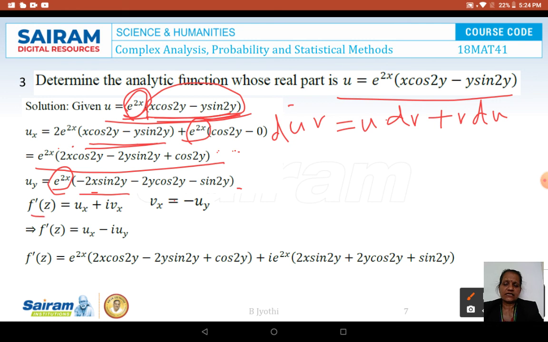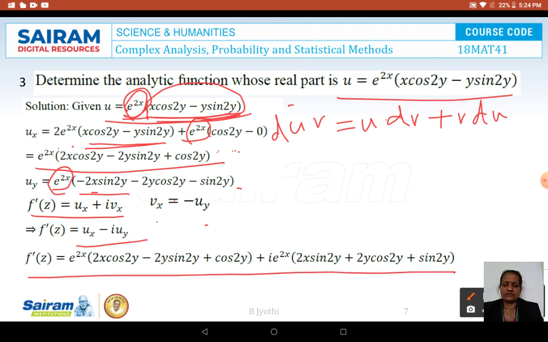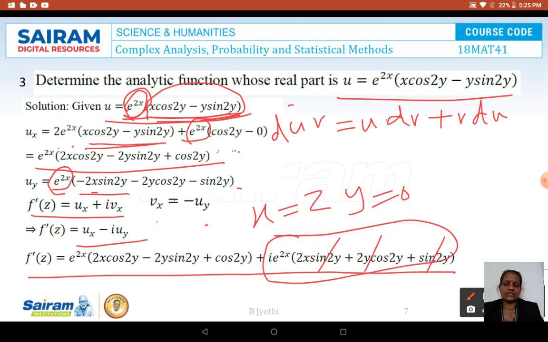Next, consider f dash of z is ux plus i vx, where vx should be replaced with minus uy. That gives us ux minus i uy. Now we have substituted both ux and uy, and this is the expression we are getting. The next step is to put x as z and y as 0. When we do that, we can observe in the imaginary part that we have sin 2y, y multiplied, and again sin 2y. Therefore, this entire term will become 0.